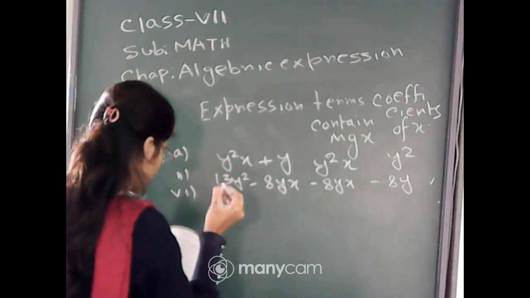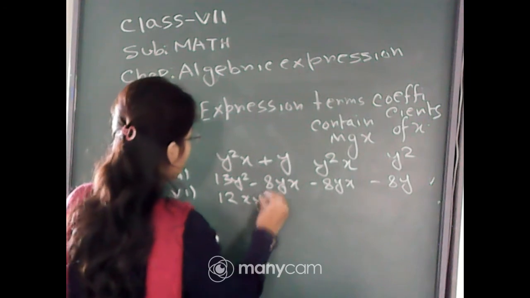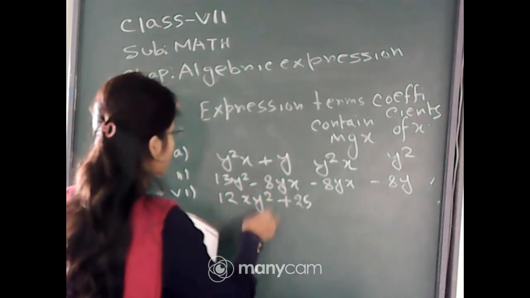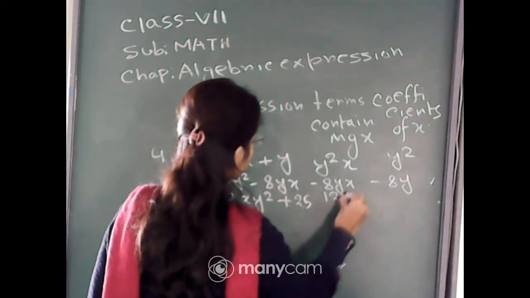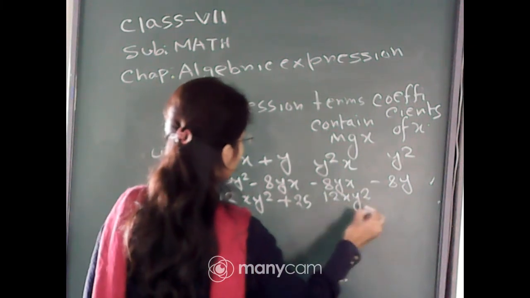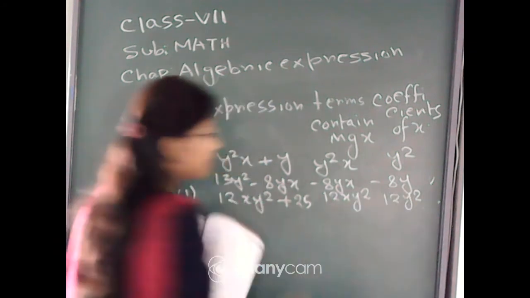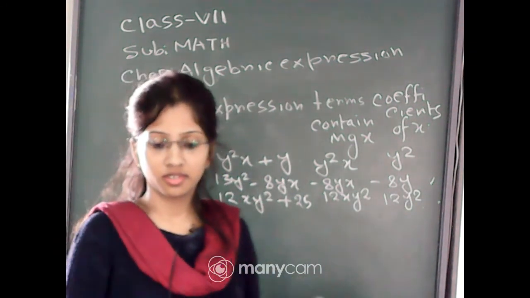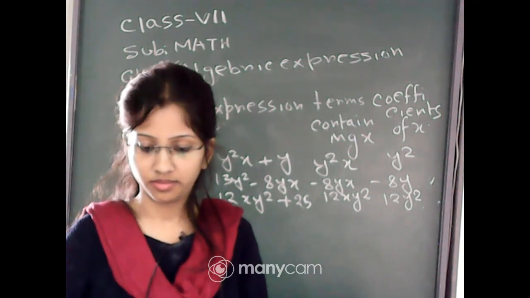Next, question number 6. Here the algebraic expression is 12xy square plus 25. Now the term containing x in this algebraic expression is 12xy square and therefore the coefficient of x is 12y square. Clear? Up to this portion, any problem? Any query?